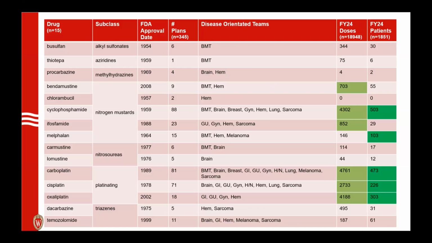Discovery spans from the 50s all the way to 2008 with bendamustine, which was initially discovered in Germany. A lot of groups are represented here, especially with the drugs that are used a lot. Drugs with more than 700 doses include bendamustine, cyclophosphamide, ifosfamide, and all the platinating agents. And there are 5 drugs with over 100 patients per year. In general, 30,000 patients are seen at the cancer center a year, but only about 10,000 are actively treated with chemotherapy. So roughly 20% of patients are treated with these drugs.